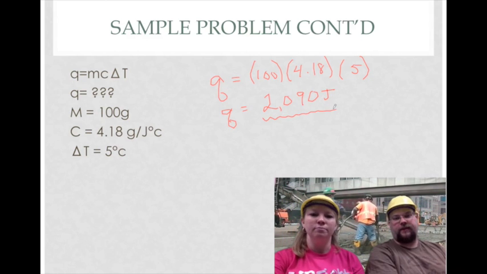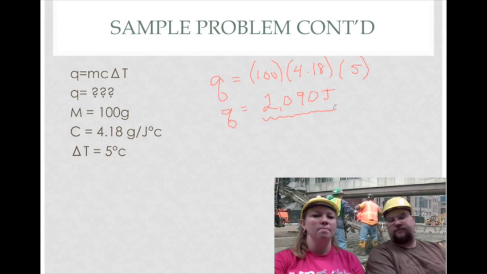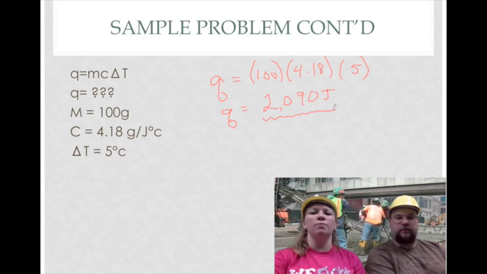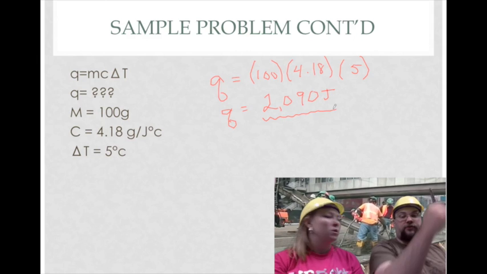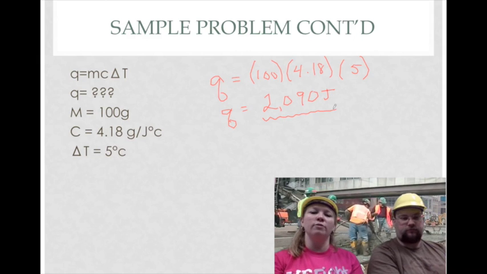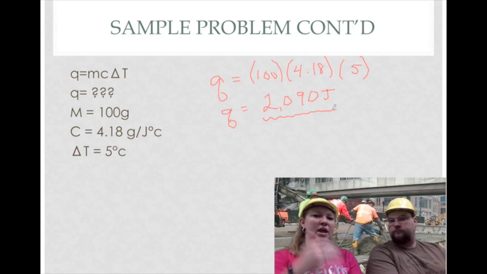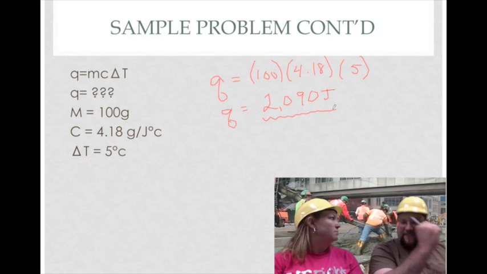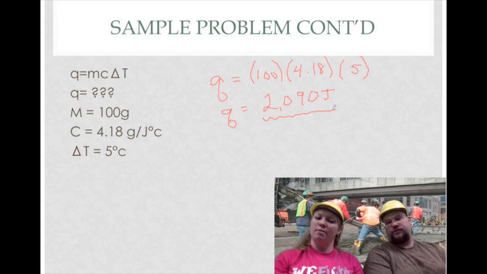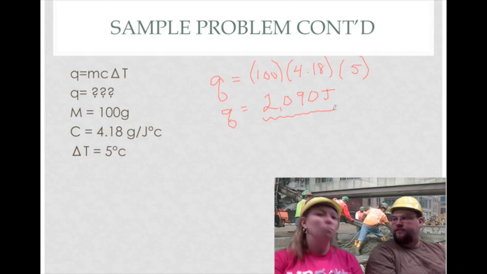So this is a positive number, right? Yes, because the water got hotter. So the water gained the energy. So if we were to look at the iron, it would probably have a negative 2,090 joules. It would have exactly a negative 2,090 joules. All right, I get this. Energy is conserved. All right, cool.